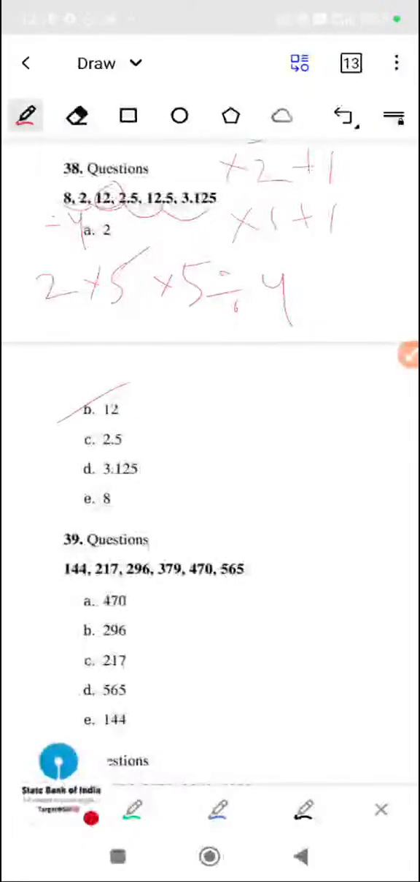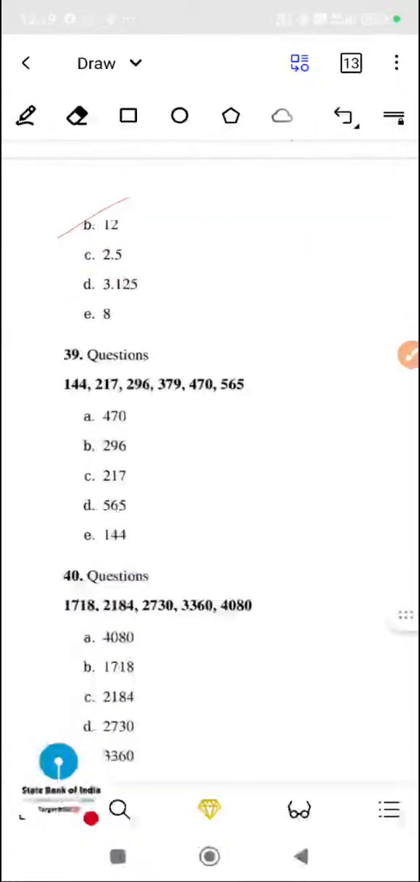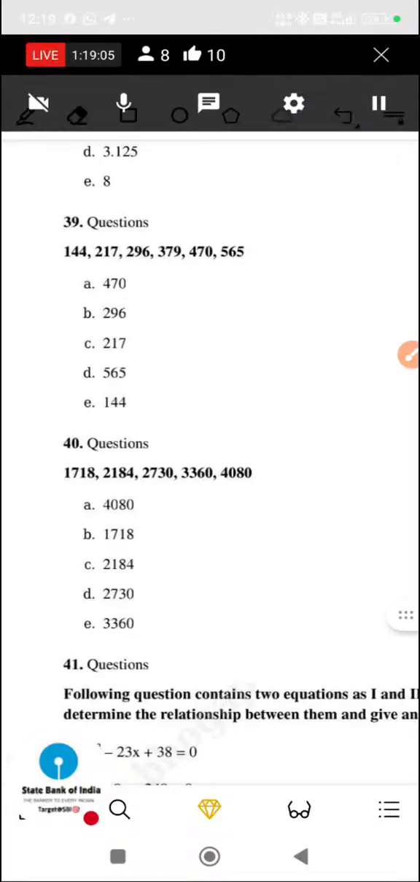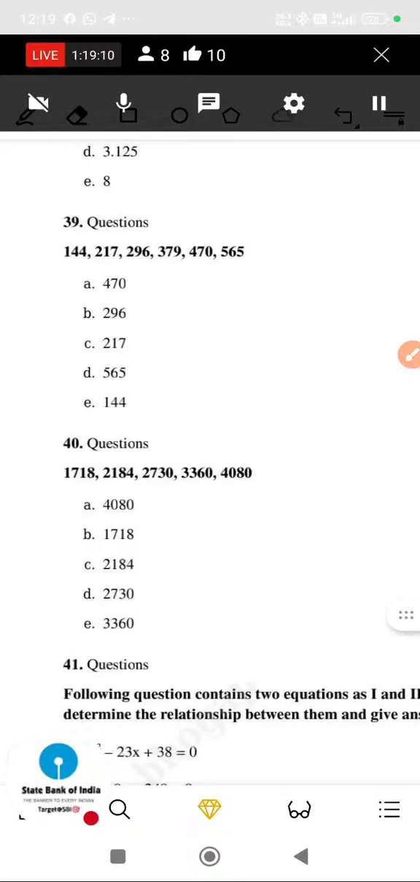12 is the wrong number. Instead of 12 we write 10. So divided by 4 into 5 is the sequence. Next, 39th one. Please try to solve this question and comment the answer for this one. Please do the answer for the 39th question.